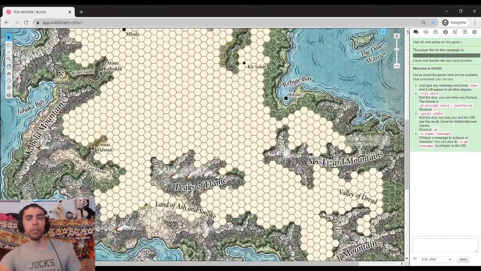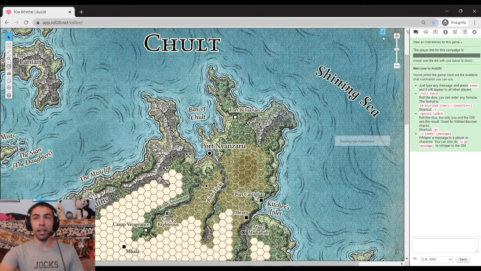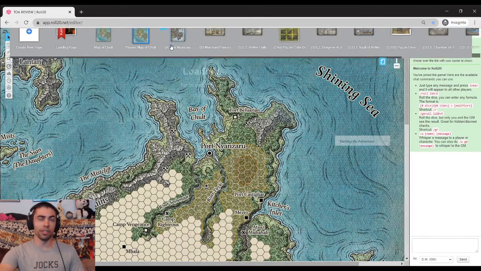So your players, armed with this map, are dropped unceremoniously in Port Nyanzaru. So let's go ahead and take a look at it.